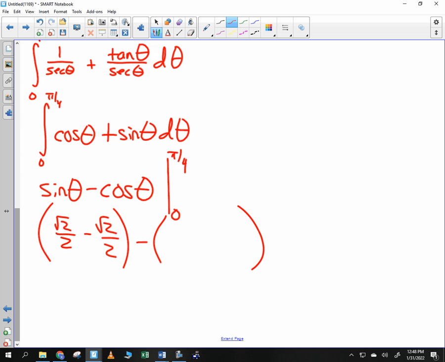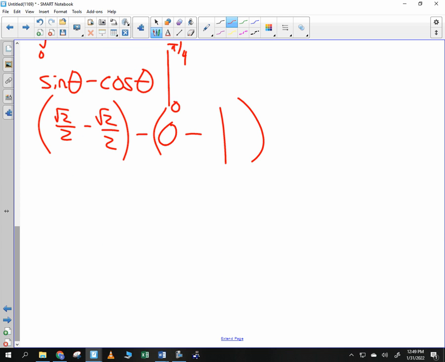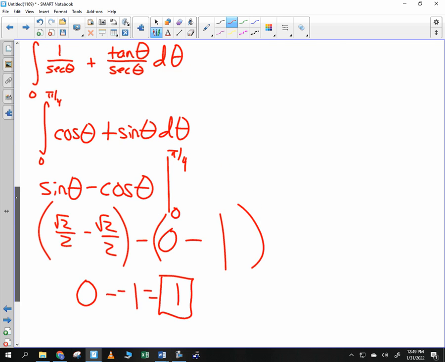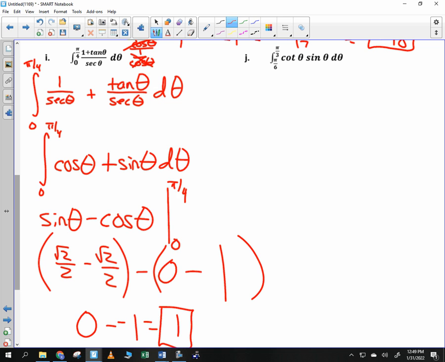What's the sine of 0? And what's the cosine of 0? 1. I love it that you guys know that. I know it wasn't a woman because I made up the problem. Root of 2 over 2 minus root of 2 over 2 is 0. Minus negative 1. And I get 1. What do you think? Not too bad?